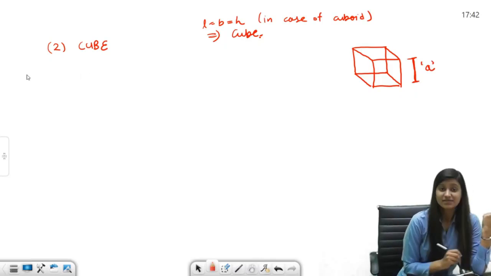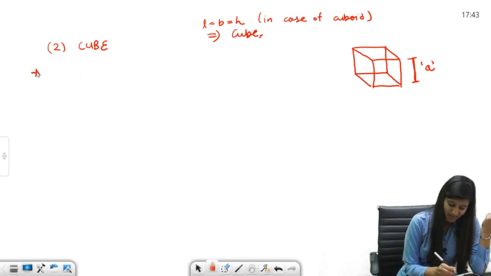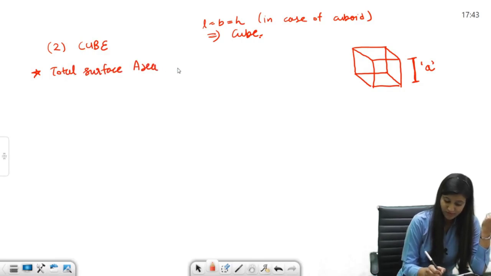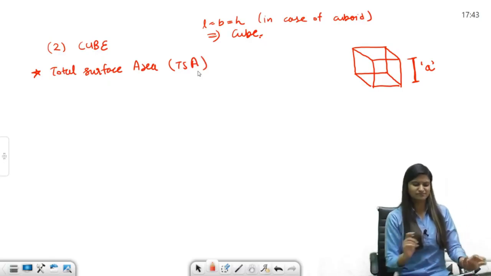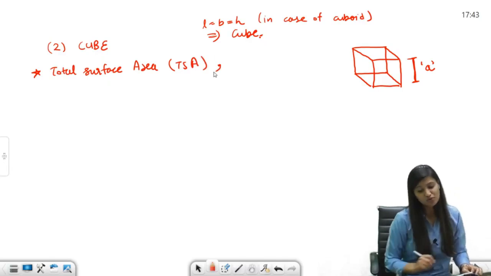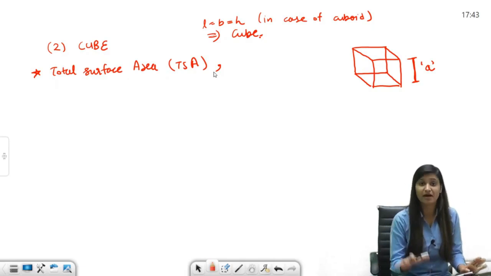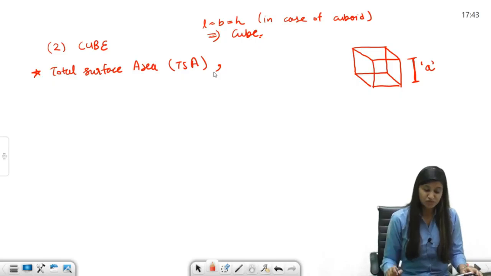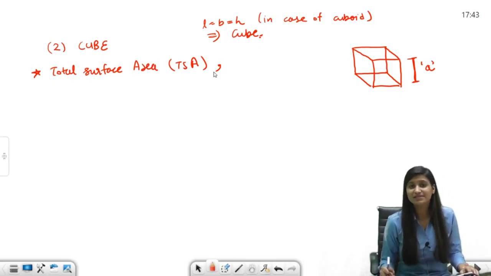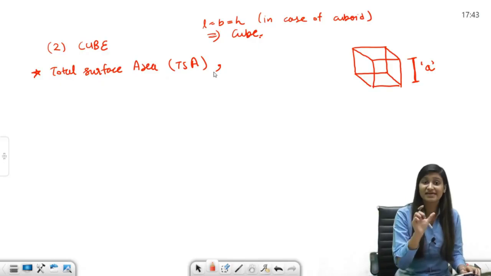So for a cube, similarly we will be discussing number 1, the total surface area, or you can say TSA, right? It will be the TSA of a cube. Now in this case all the faces are square faces. In the previous case all the faces were rectangular in shape, but now these are all square. So what is the area of a square? Simple, side into side, that would be A into A.